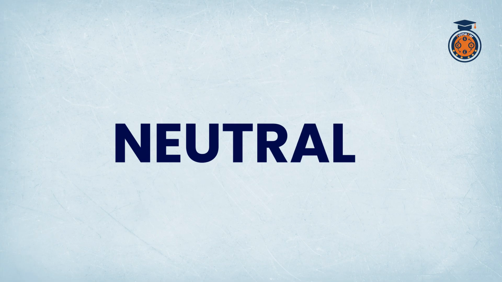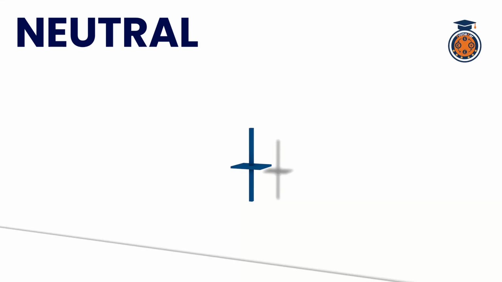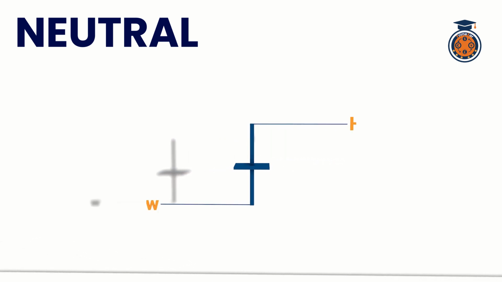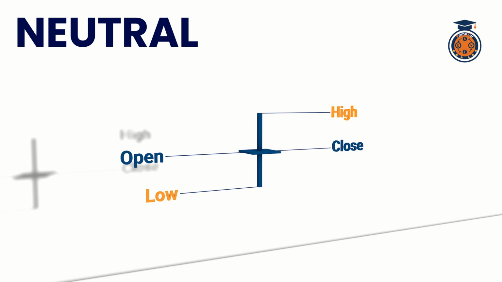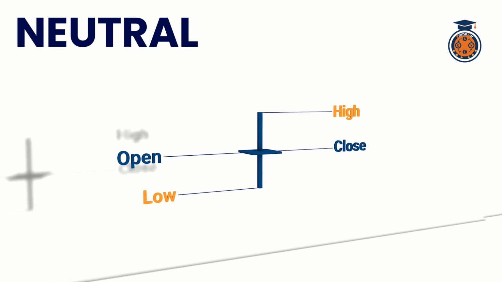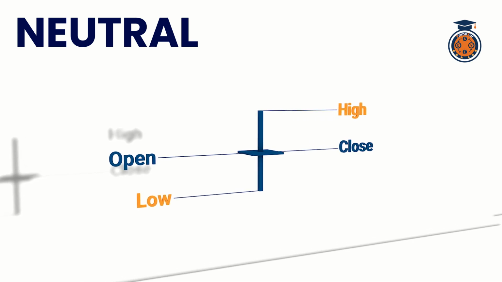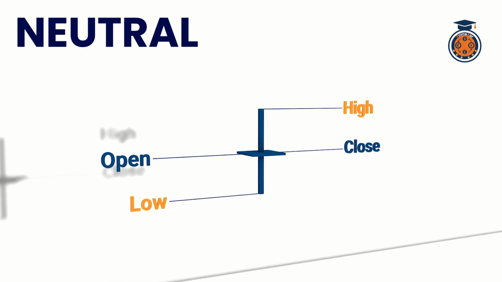3. Neutral. A neutral candlestick is a pattern where the opening price and the closing price remain the same. It is formed when a market is indecisive about price, and even if there is movement, it always comes back to the starting price. Now that we've discussed the types of candlestick patterns, let's talk about some candlestick names.